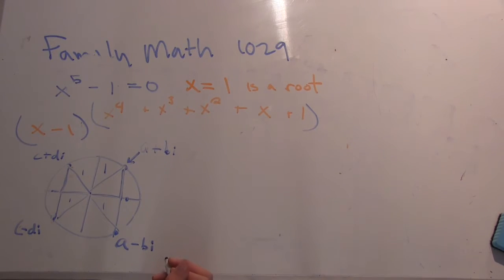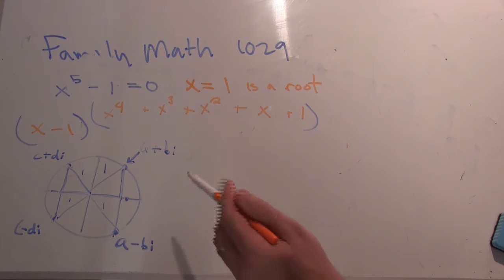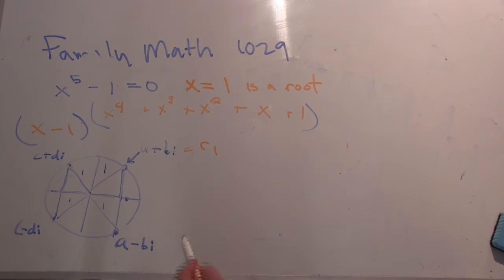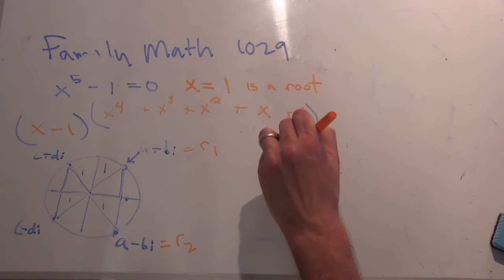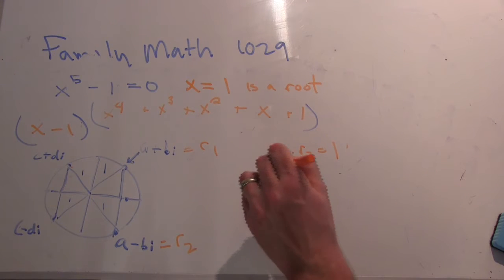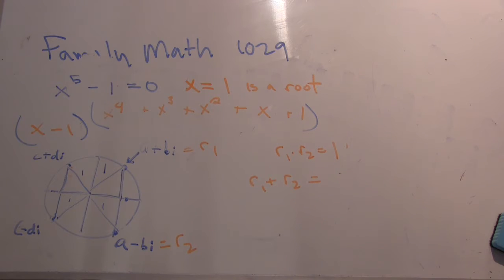Okay, so you've made a very interesting discovery. If I call this R1 and this R2, I know that R1 times R2 equals 1. Can I guess what R1 plus R2 equals? What happens when I sum them? That would be 2A. It's 2A.